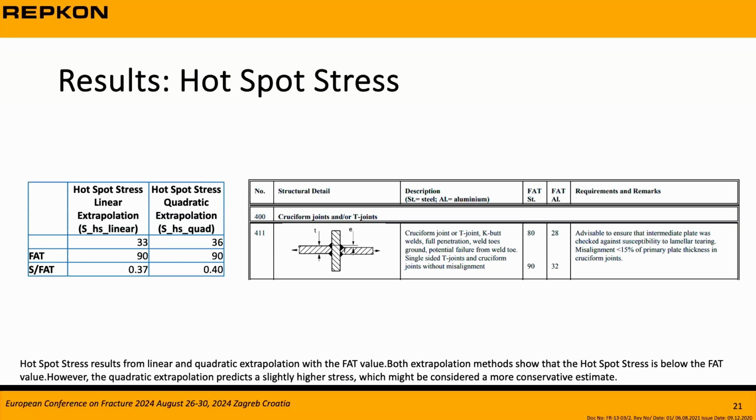When we compare it with them, both extrapolation methods show that the hotspot stress is below the FAT value. However, the quadratic extrapolation predicts slightly higher stress, which you can see here, which might be considered a more conservative estimation.